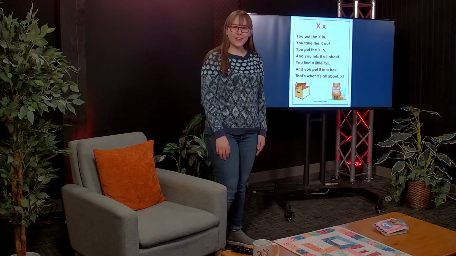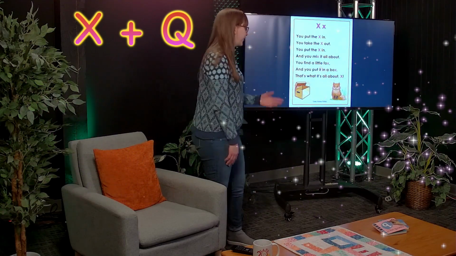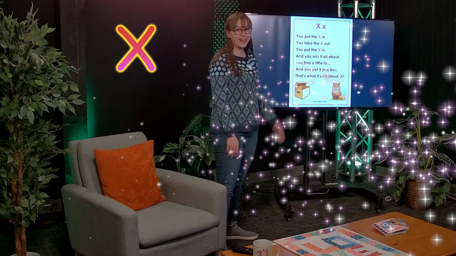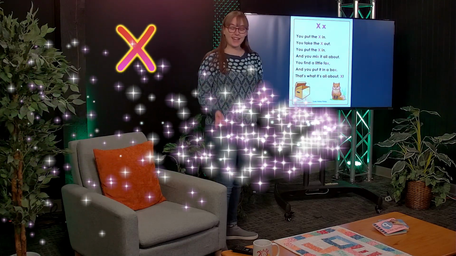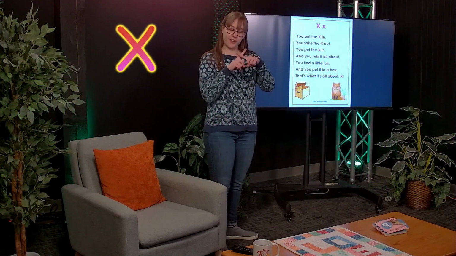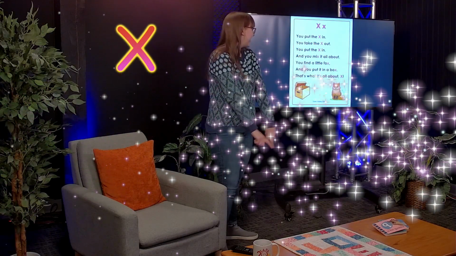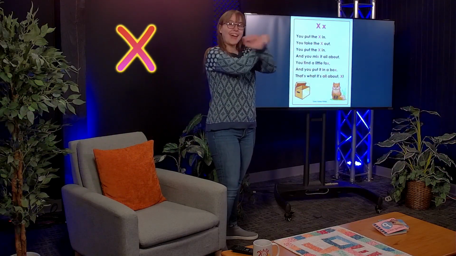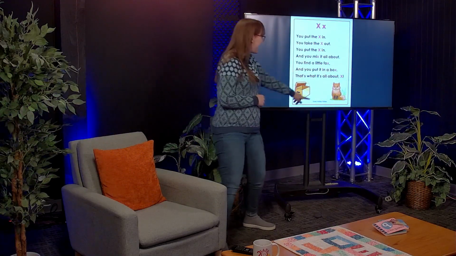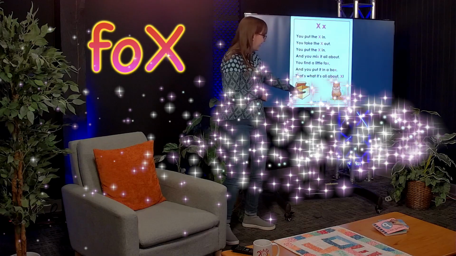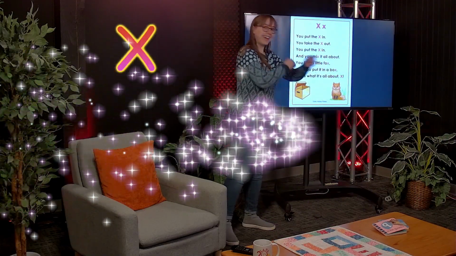Here are some little rhymes for the letter X, and I have one for Q too, but we'll do X first. So this one is like the hokey pokey. So it says you put the X in, and maybe you could even make an X with your fingers or with your arms. So you put the X in, you take the X out, you put the X in, and you mix it all about. You find a little fox and you put it in a box, and that's what it's all about, X.